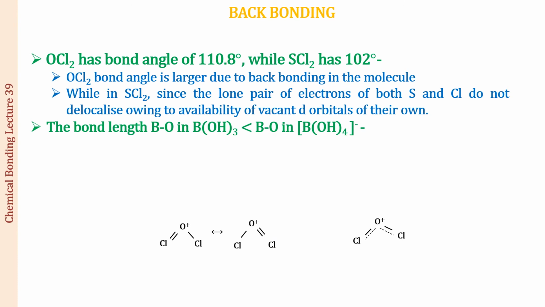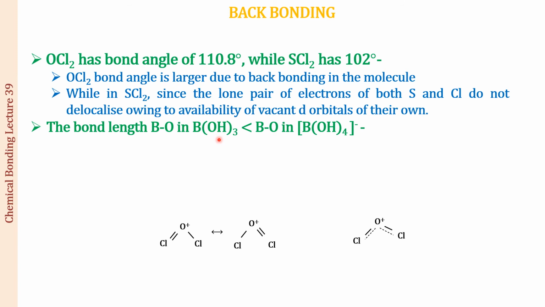Now the next one, let us look at one more. We have the bond length of the BO bond in B(OH)3, that is boric acid, to be less than the bond length of the BO bond in B(OH)4 negative. So here again, just looking at the molecules or the ion, can you tell which of them is going to undergo back bonding? We are going to have a back bond between boron and oxygen in B(OH)3.